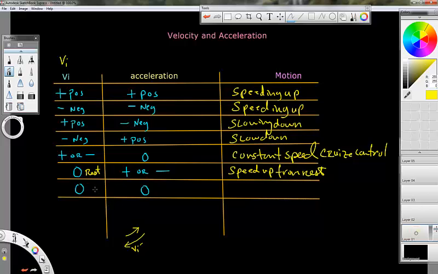And the last one is by far the most boring. If we're not moving and we don't accelerate, then we're still at rest. Okay, so this would be at rest. This would be no motion.